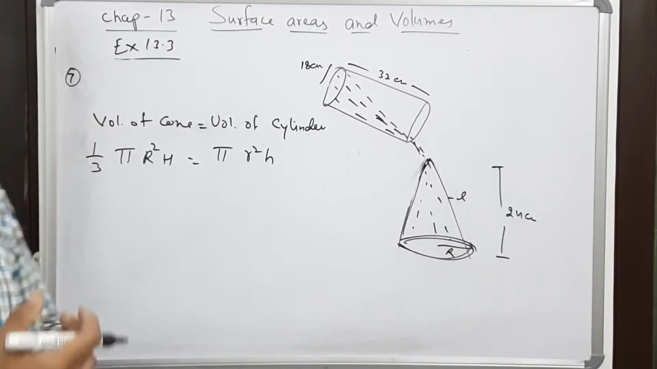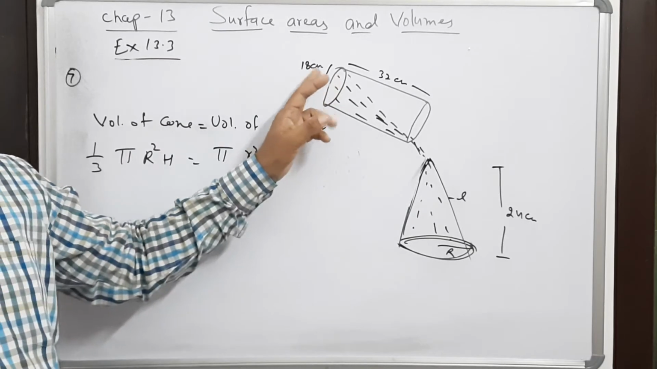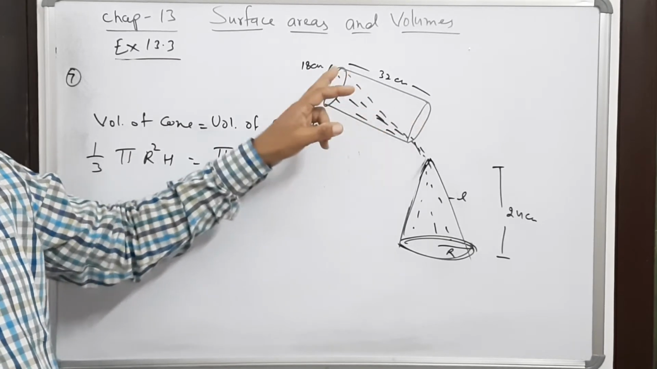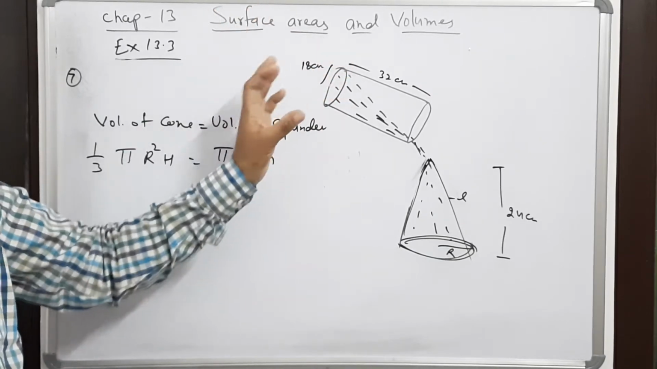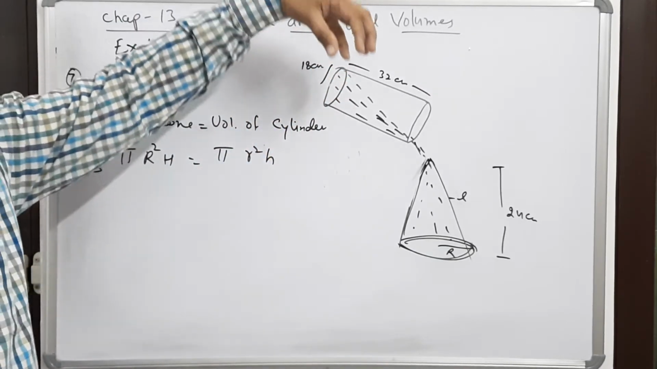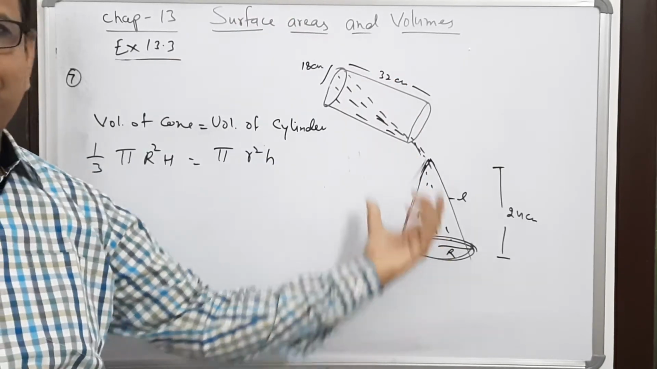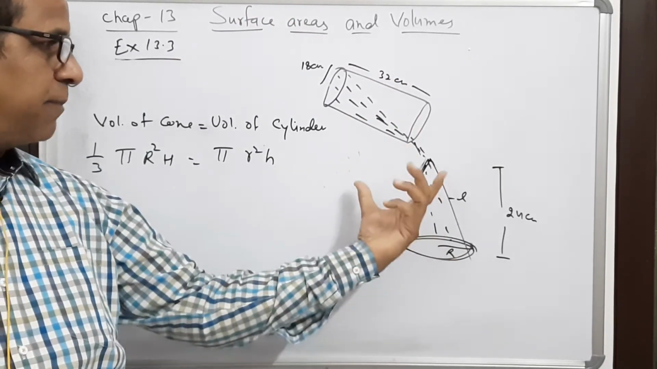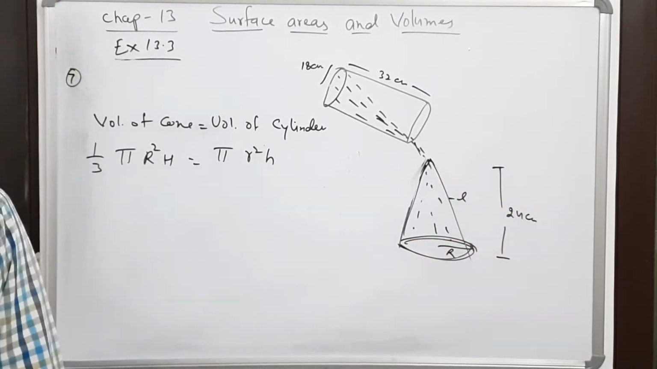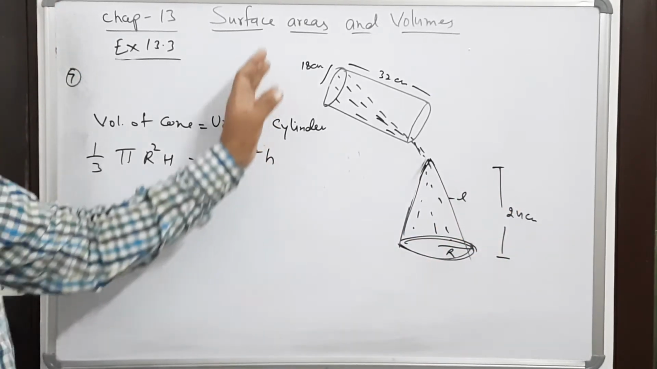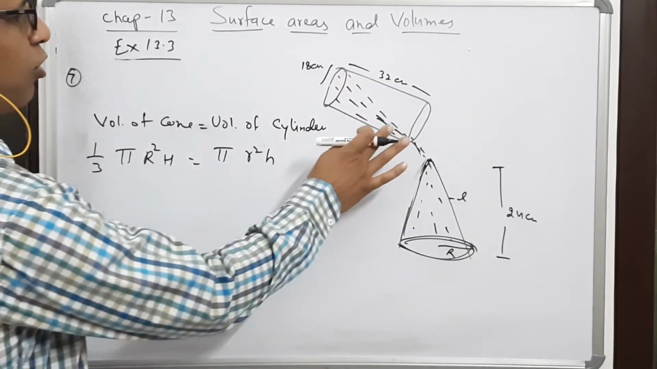Yes, dear students, a very interesting part. In this sum, there is a cylindrical bucket. The height is 32 centimeter and the radius is 18 centimeter. It is full of sand. Now this sand is poured from a height. You know, when we pour sand from a height, a conical heap will form. So this is a conical heap of sand, and its height is 24 centimeter. It is given in the sum that the height is 24 centimeter when the full sand is poured from here.